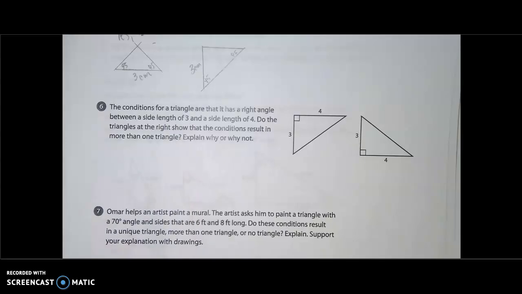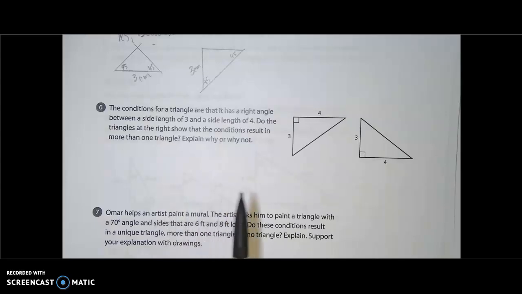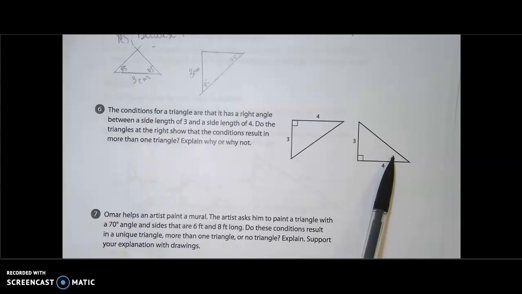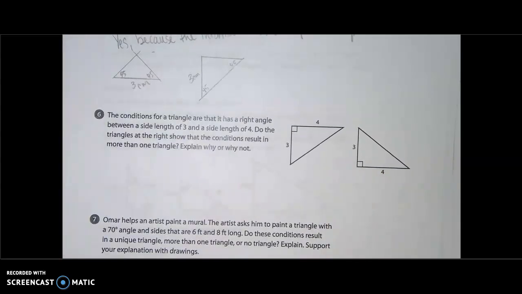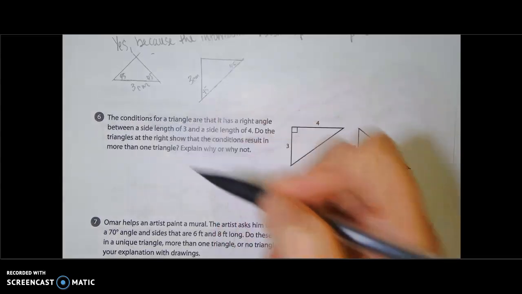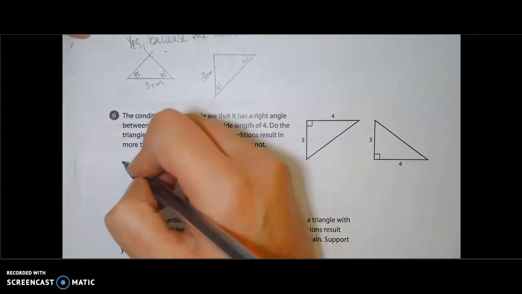All right, the conditions for a triangle are that it has a right angle between side lengths of 3 and a side length of 4. Do the triangles at the right show that the conditions result in more than one triangle? Explain why or not. So they drew 2 triangles, but are they different triangles? And the answer to that is no. I could reflect this one and then move it over, and it's going to map point for point onto this triangle here.